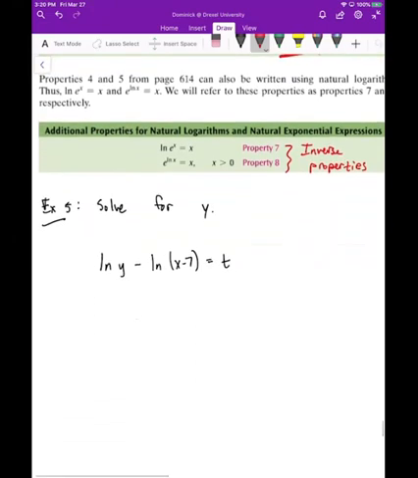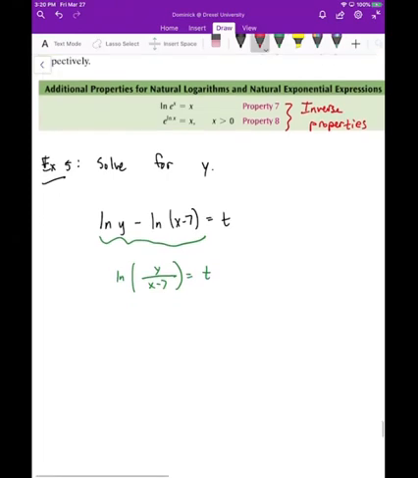Okay, so now in this equation, we want to solve for y. Anytime you want to solve one of these logarithmic equations, the first thing you need to do is combine your logarithms on each side, right? So on the left side, this is the quotient rule. So this says natural log of y over x minus 7 is now equal to t. And now we're just going to use the exponential form of this. So this is now saying e to the t is equal to y over x minus 7.